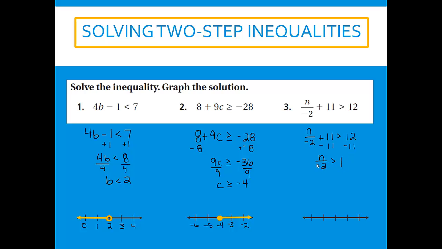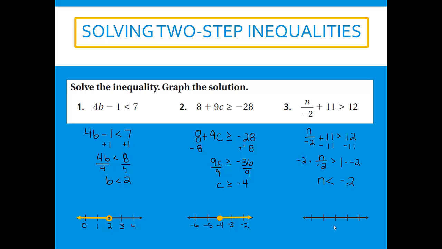Since we're dividing by negative 2, we will multiply by negative 2 to solve. Now on the left-hand side, we have n, and since we multiplied both sides by negative 2, so we multiplied by a negative number, we need to reverse the inequality symbol. So instead of greater than, we'll have less than, and then 1 times negative 2 is negative 2. So we have that n is less than negative 2.